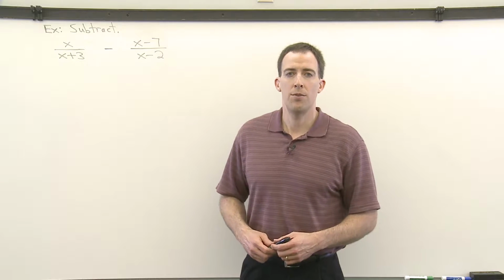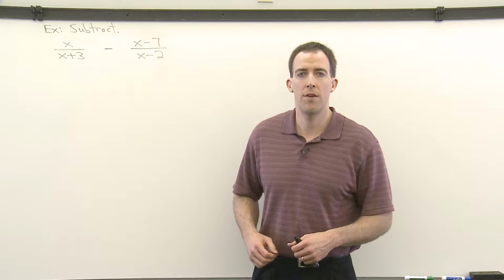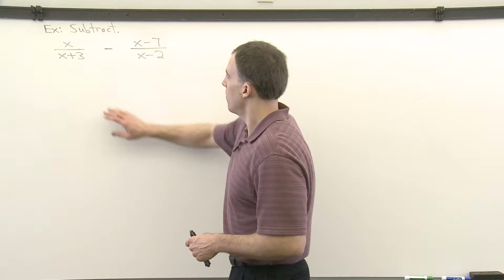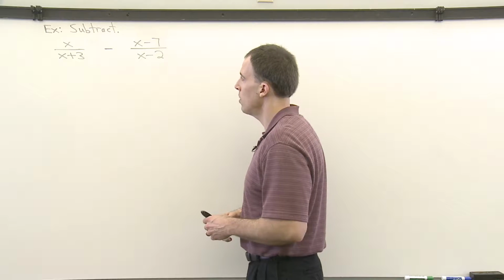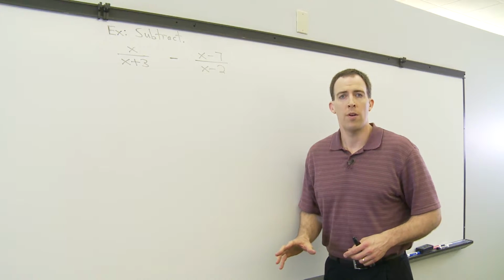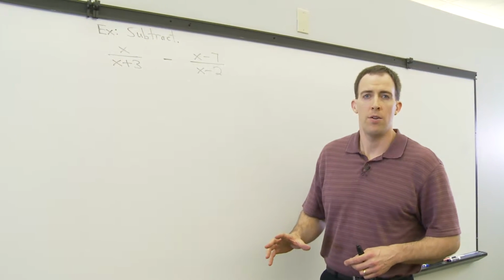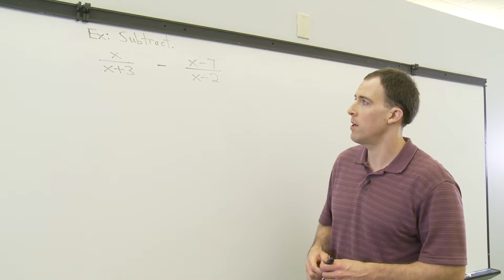In this example, we're asked to subtract two rational expressions that have different denominators. We've got x over x plus 3 minus x minus 7 over x minus 2. So the first thing you always want to do when you're adding or subtracting fractions with different denominators is figure out the common denominator, the least common denominator.